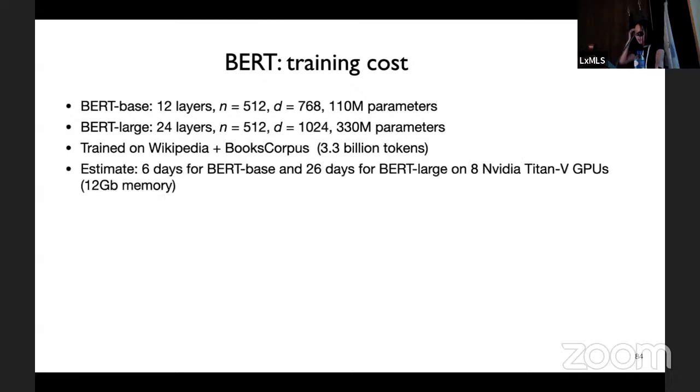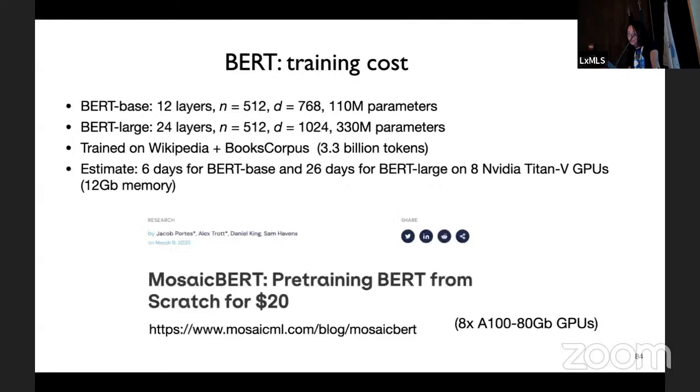And at the time, I don't know if you still use Titan V GPUs, but at the time, training on 8 NVIDIA Titan V GPUs, it basically cost 6 days for training the BERT base model and 26 days for training BERT large. But today, there is something called MosaicBERT, which comes from Mosaic AI in March 2023, not too long ago, like 1 year ago.